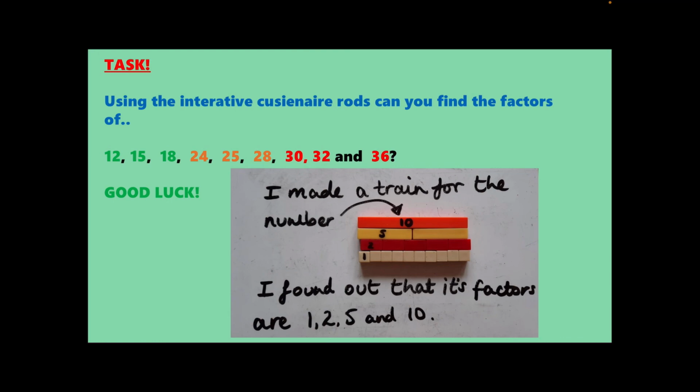And can you set it out like I have done on my whiteboard? Okay, so you don't need to do a picture of the Cuisenaire rods, that's fine. You can just write, I made a train for the number, and then whichever challenges you're doing, and I found out that its factors are.